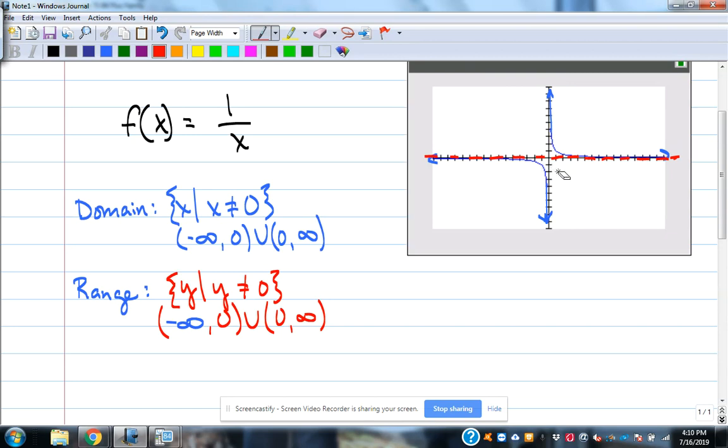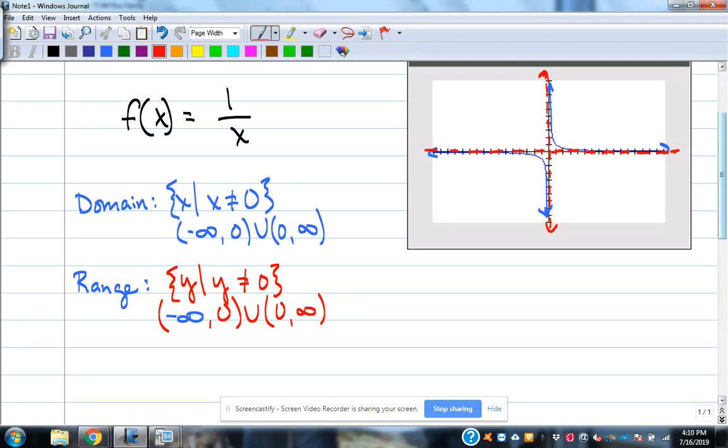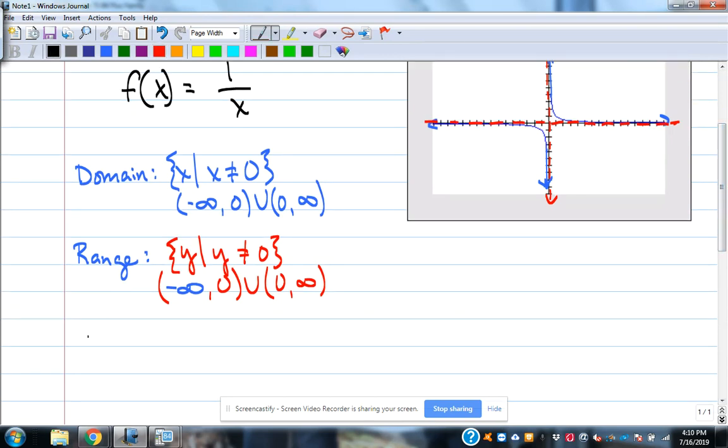So we have this imaginary line, that dotted red line going through there. There's also another imaginary dotted line on the y-axis here. Those two imaginary lines that I've kind of penciled in there are called asymptotes. One is a vertical asymptote. And it has an equation. It's x equals 0.